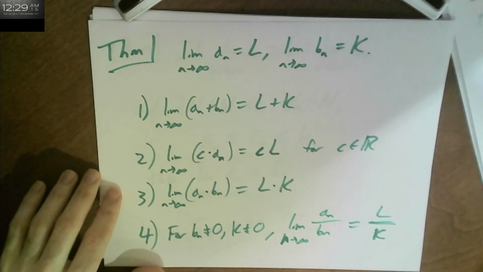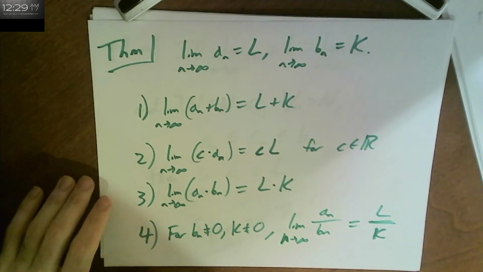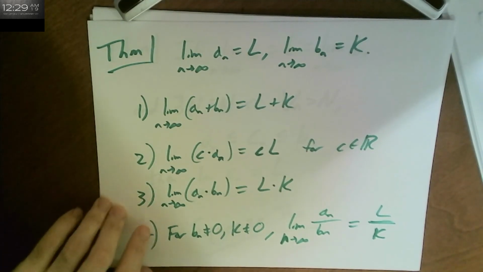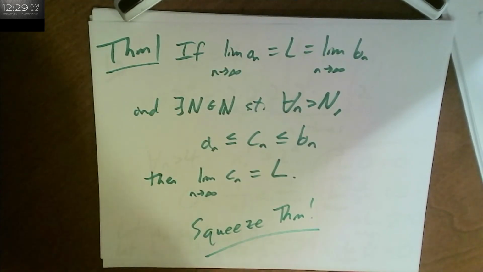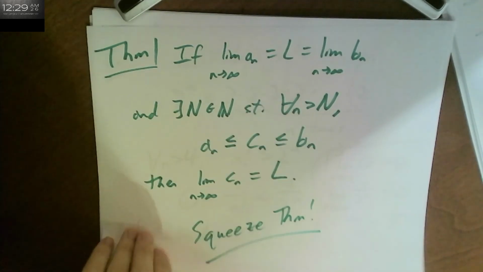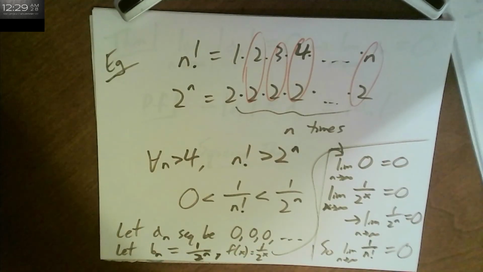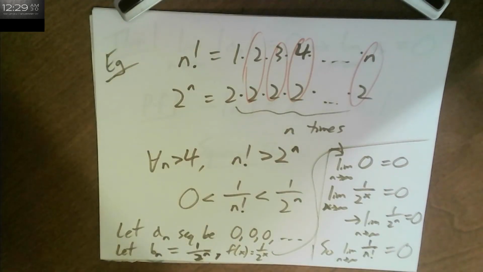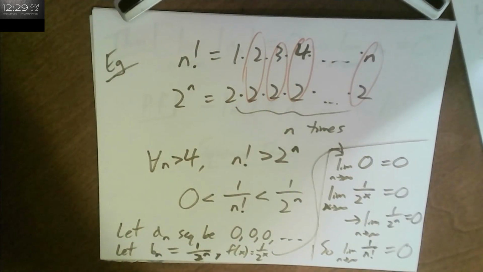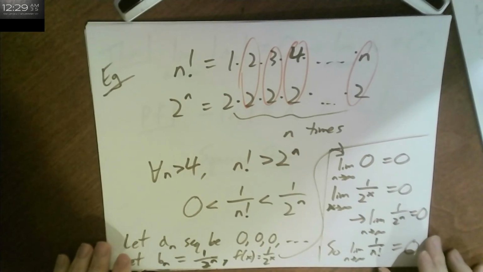Theorem 2. All the combo rules still work. Sums and scalar multiples and products and quotients. Theorem 3. Squeeze theorem still works. And we did an example. The example, right? This is the example everyone does, but it's because there really isn't any other good way to solve this. It's an approachable question.